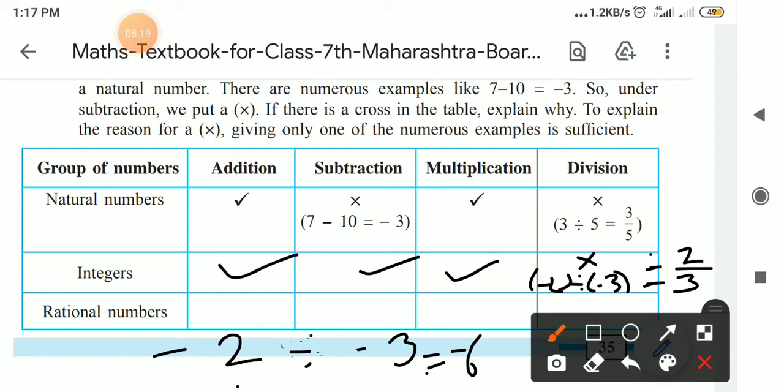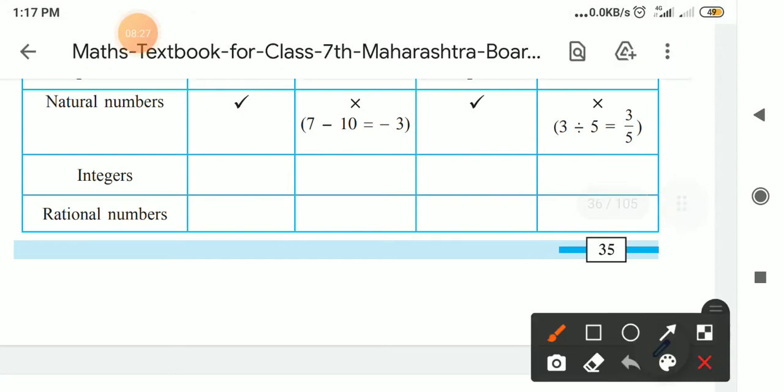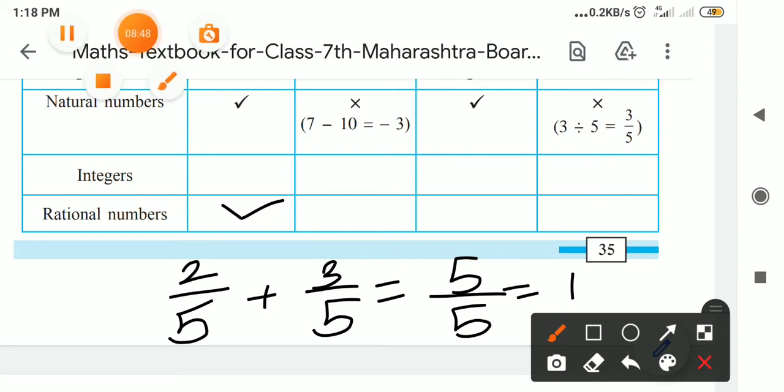Then we will see the next, that is the rational numbers, how to complete this. So for rational numbers, take any two rational numbers. 2 upon 5 plus 3 upon 5. The answer is 5 upon 5 equals 1. 1 is a rational number. All positive numbers, all negative numbers, 0. The only condition is that the denominator must not be 0. So this will come here. Okay. So here 1 is a rational number, so here we have to give the correct mark.